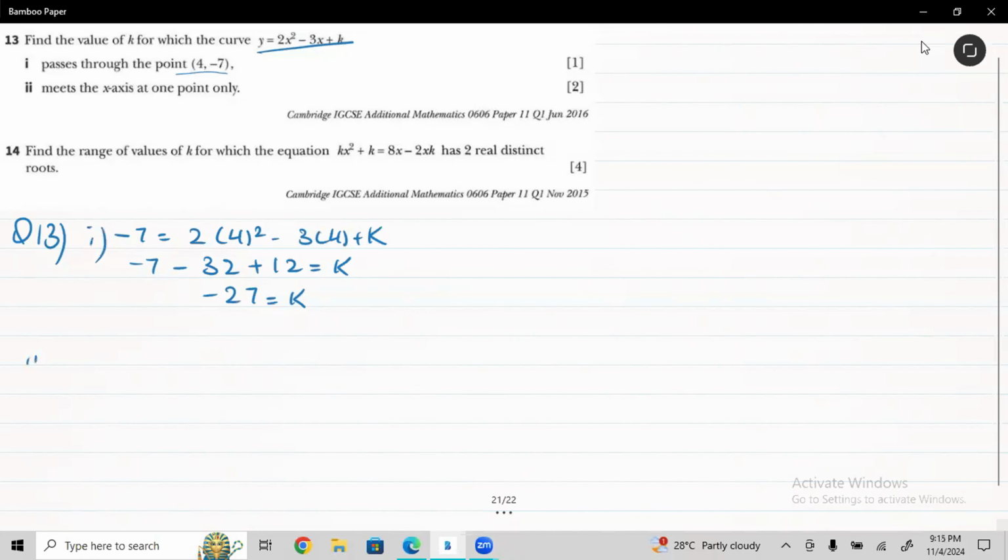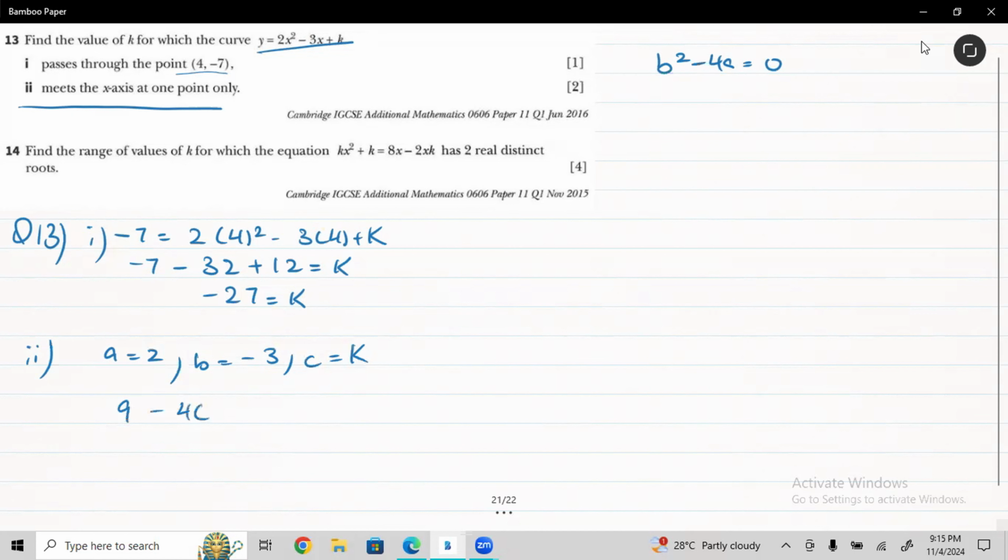For the second part, what they're asking us is when it meets the x-axis at one point only. So again, when something meets the x-axis at one point only, we know that b squared minus 4ac, the discriminant, is going to be equal to 0. So we already have the equation: a is equal to 2, b is equal to negative 3, and c, the constant, is k. We say that b squared, negative 3 squared, is equal to 9, minus 4 multiplied by 2 multiplied by k is equal to 0.